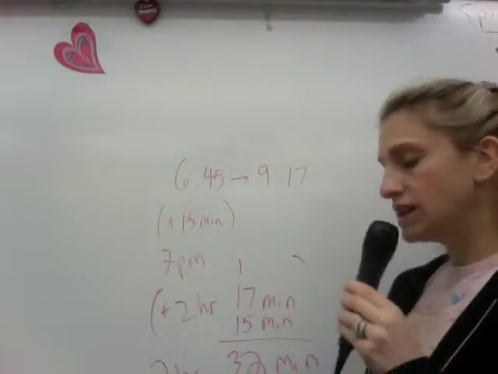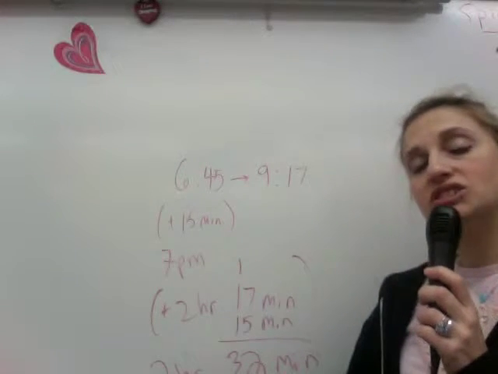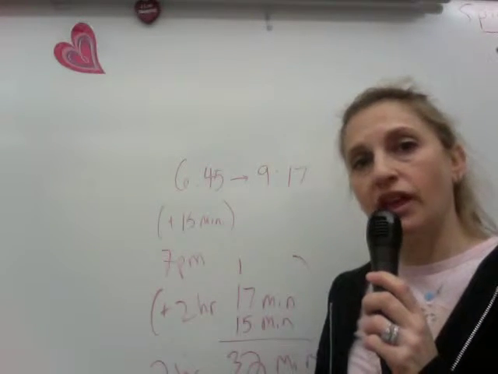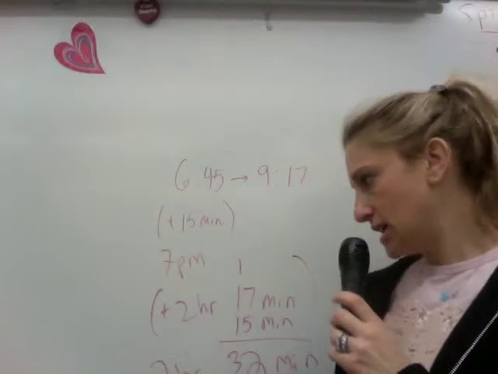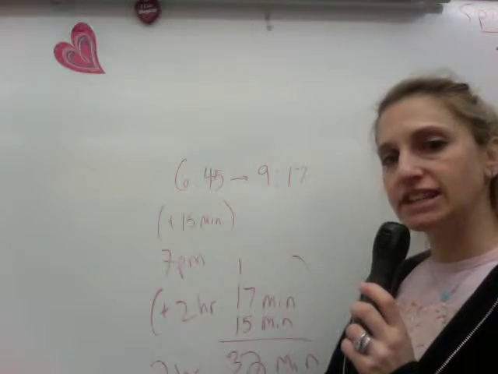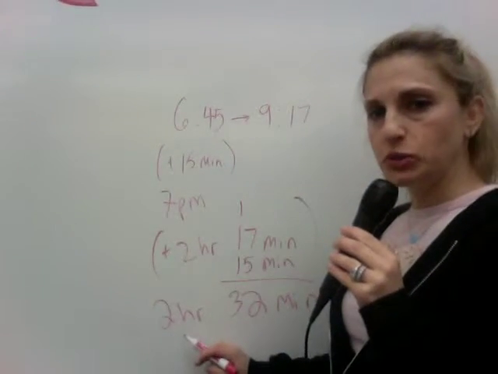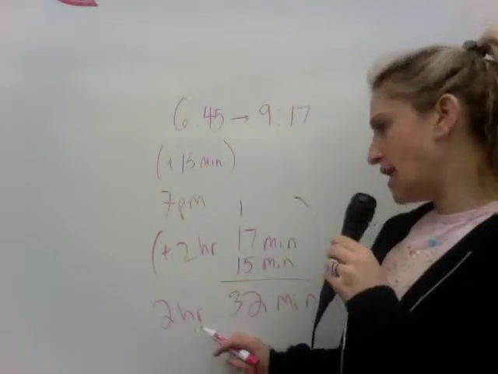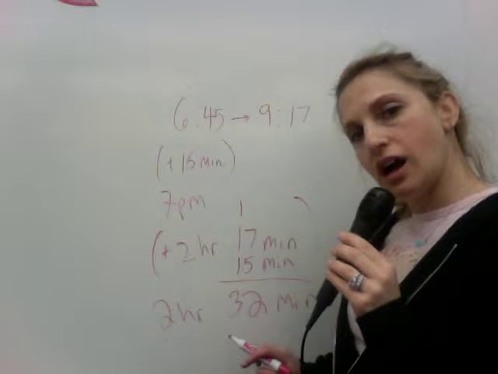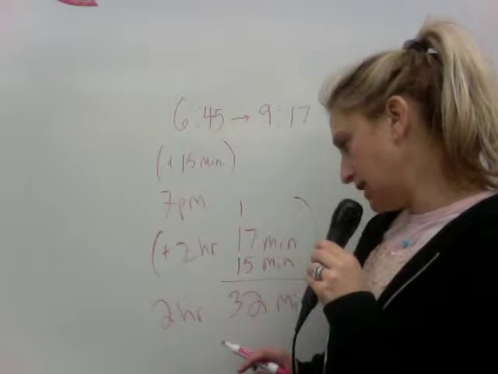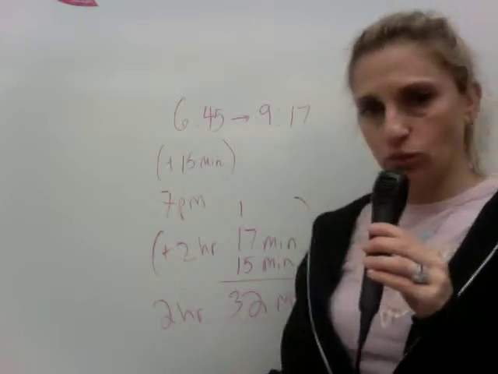What you need to know is on a test, they might ask you to find the elapsed time and then convert it to minutes. So you would need to know that there's 60 minutes in an hour, and that 2 hours would be 120 minutes plus 32, so it's 152 minutes. That's just one way to figure it out.